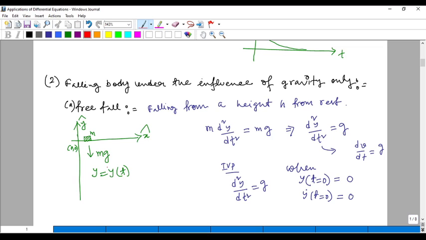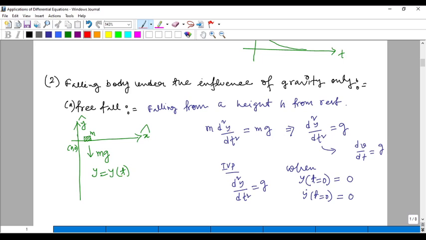Now you see that this body is moving down along the y-axis, and here x is constant. It is moving down under the influence of the gravitational force, that is mg. So here the dependent variable is y, and it is changing with respect to time. So we can say that y is a function of time.